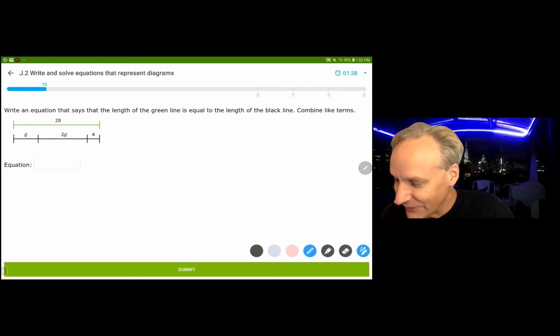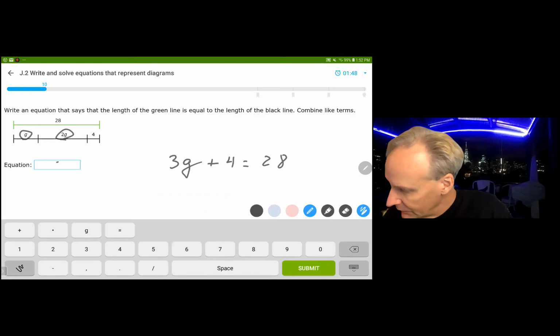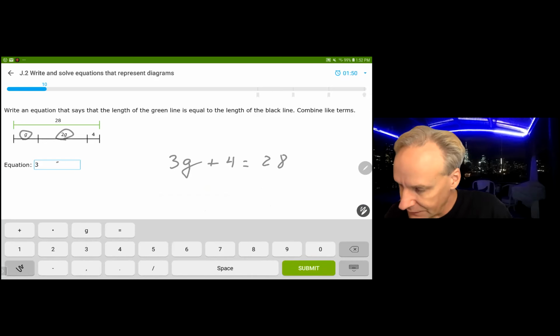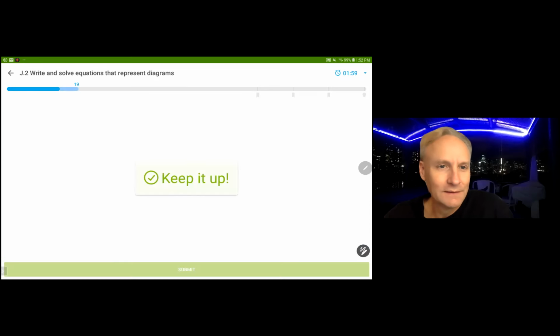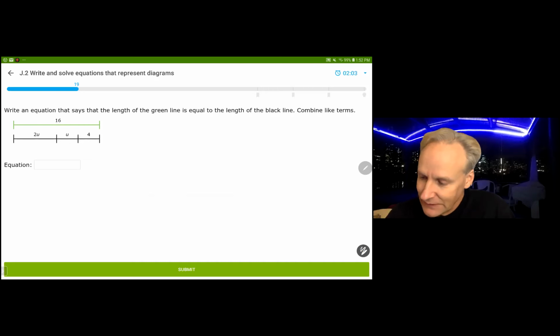Looks like we've got 3 g's. I have 2 g's, and then I got another one. Plus 4 is equal to 28. So we'll put it in. It's 3g plus 4 is equal to 28. Oh, this one probably won't take very long. Oh, they're going to give me the same thing again.